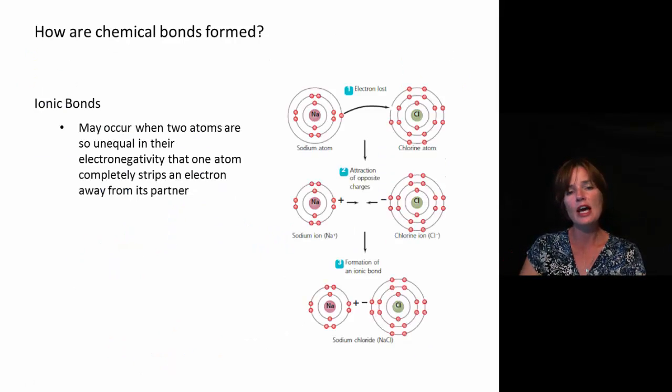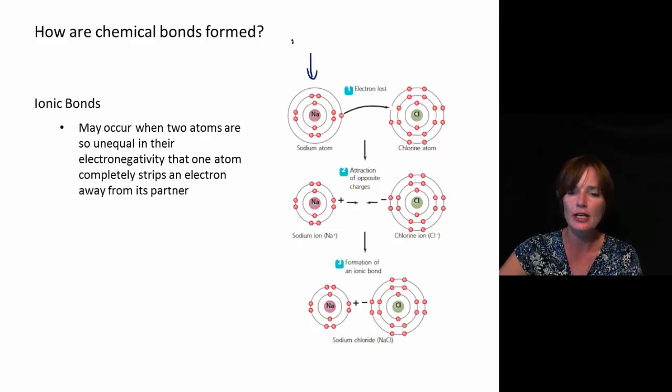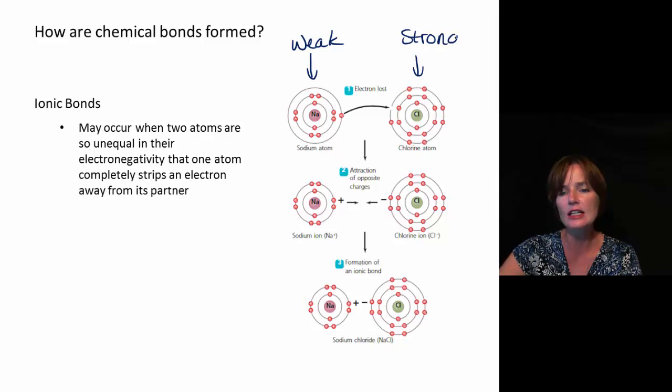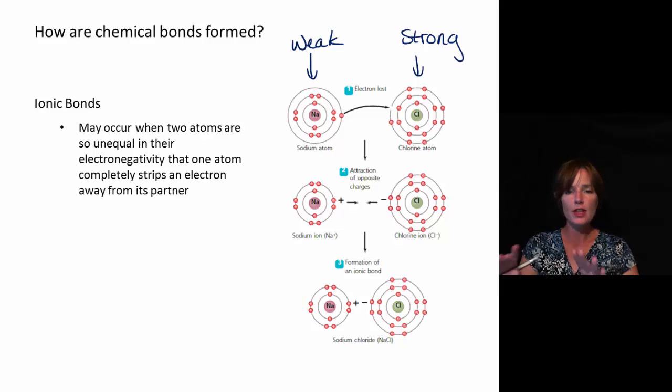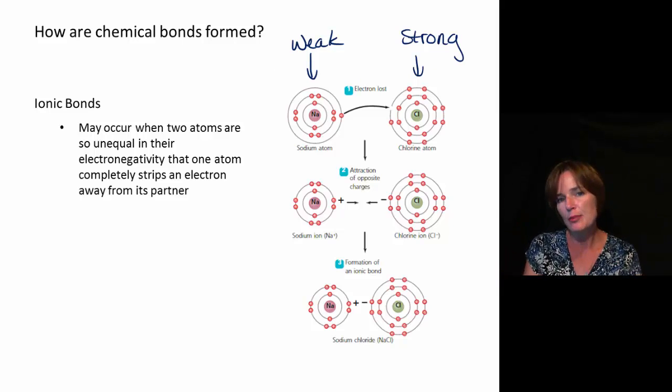Another type of bond that we have besides covalent bonds is going to be ionic bonds. Ionic bonds are going to happen when two atoms are so unequal in their electronegativities or their strengths that one atom is going to completely strip or pull an electron off of its partner. And if we look at this picture, sodium right here is very weak and chlorine is very strong. And as they're drawn in this first picture, both of them would be considered unstable because both of them have a shell on the outside that is not filled up. So they don't have 8 in that third shell, which is what they would really like to have in the third shell to make them stable.